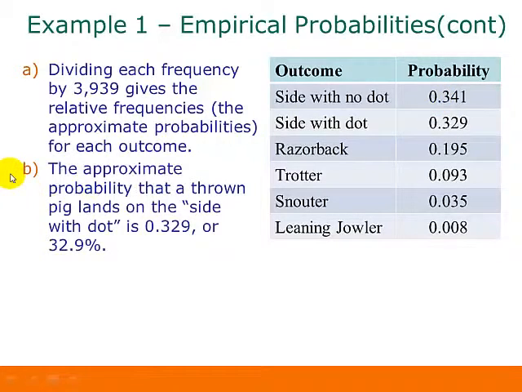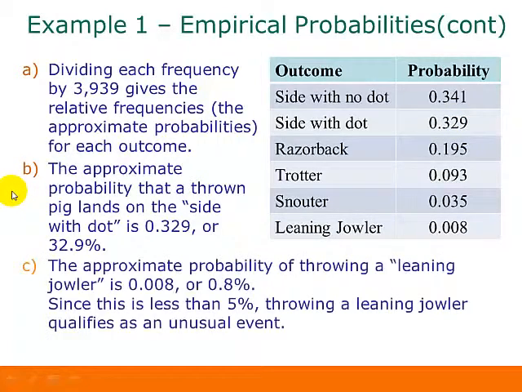So now we can calculate the approximate probability that a thrown pig lands on the side with dot. So that's just 0.329 or 32.9%. The approximate probability of throwing a leaning jowler is 0.008 or 0.8%. And since this is less than 5%, that would mean that throwing a leaning jowler qualifies as an unusual event.